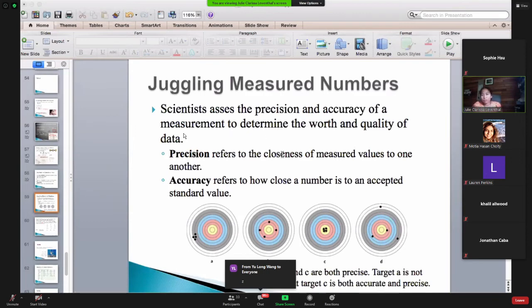Precision refers to the closeness of measured values to one another. A is precise, correct? C is precise, right? Accuracy refers to how close a number is to an accepted standard value. So B is a little accurate because it's going around the bull's eye, but C is the most accurate, and D is like all over the place.